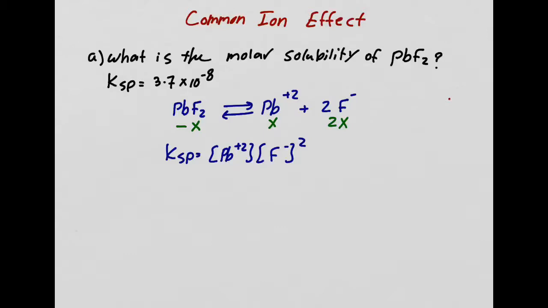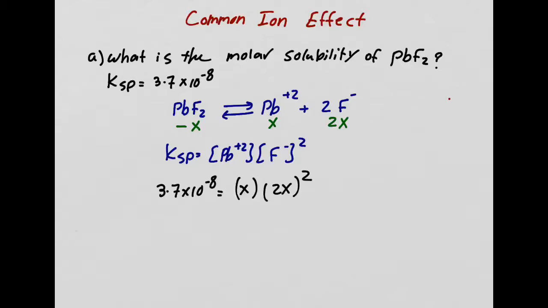Okay, now in this case, the KSP is given to you. I'm just going to plug in KSP, which is 3.7 times 10 to the minus 8. Pb is my X, F is my 2X. But I'm still going to square it, because the 2X is a concentration, the X is a concentration, but the formula still calls for you to raise it to the coefficient. I have to still do that.